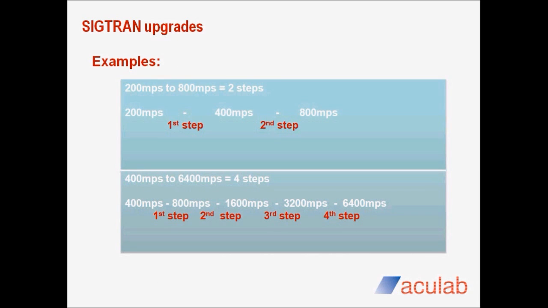A couple of examples of upgrades then. So the first one here, customer wants to go from 200 to 800 messages per second. In the Aculab terminology, that's a two-step upgrade. So you jump from 200 to 400, 400 to 800. So to do that, you would need license credits for 2 SIGTRAN upgrades. Second example, customer wants to go from 400 to 6400 messages a second. That's a 4-step process. So you would need 4 credits, 4 SIGTRAN upgrade credits to do that.